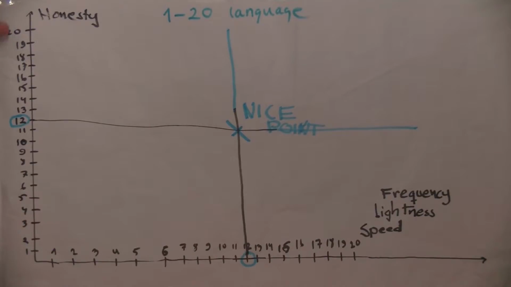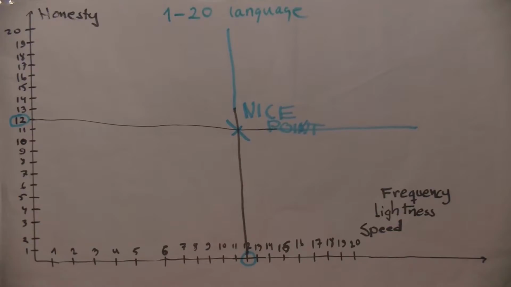As I said, honesty and lightness, speed, frequency. What do I mean with this? Honesty is quite easy. Honesty is about honesty, to be honest. Is it honest? Frequency, lightness and speed is about if something is light, is it easy? Is it a high frequency? We sometimes talk about high frequency, it's light, it's high speed, it's easy going.